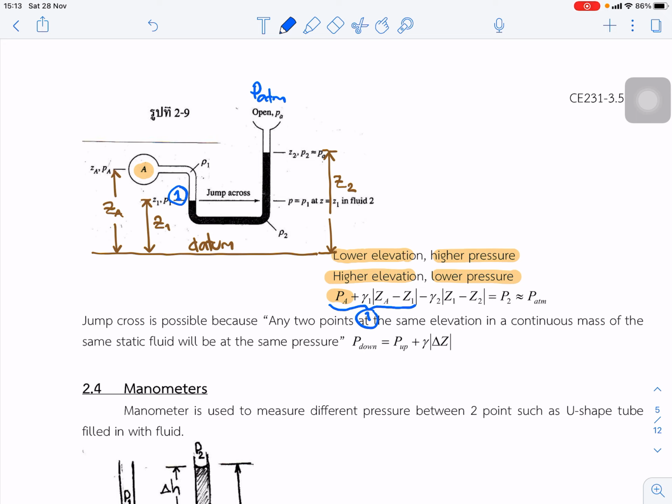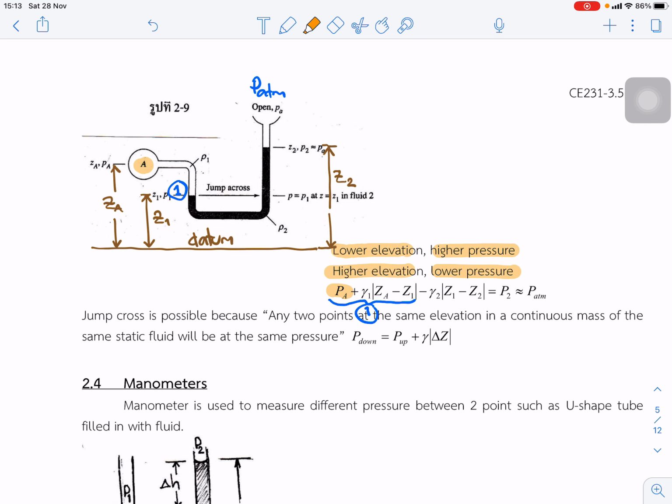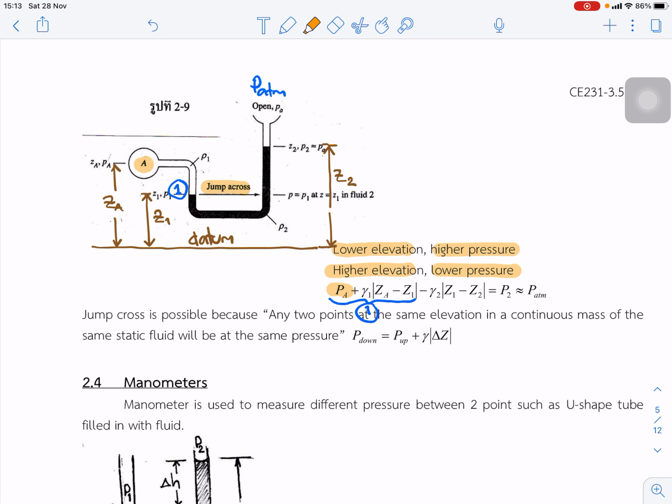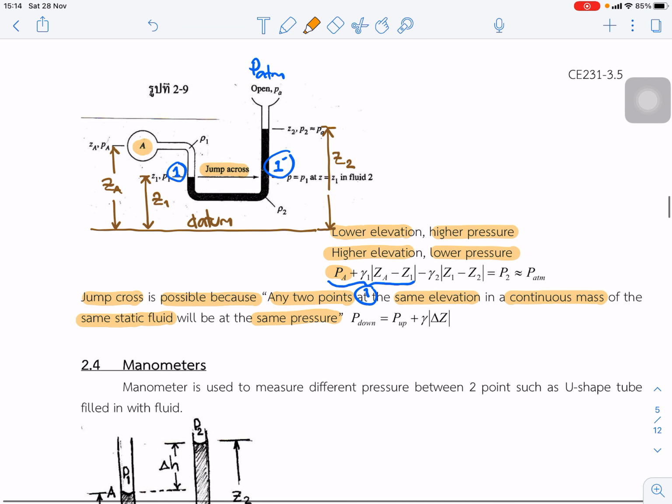And this curve is a jump across. It means the pressure at point 1 and point 1 prime, point 1 and point 1 prime, the pressure is equal. We can use the concept of jump across. It's possible because any 2 points at the same elevation in a continuous mass of the same type of fluid will be at the same pressure. Okay, so we can say that the pressure at point 1 prime is equal.